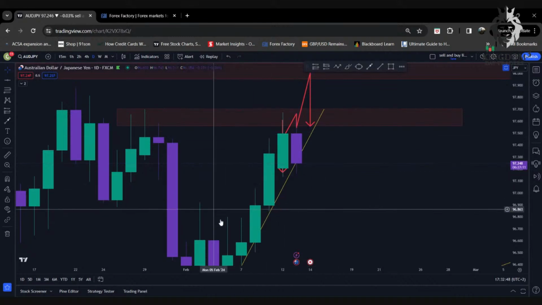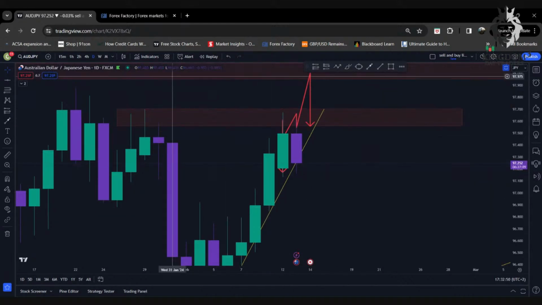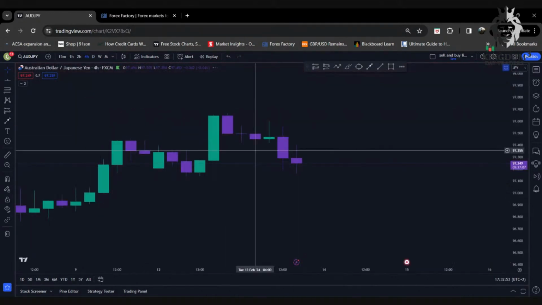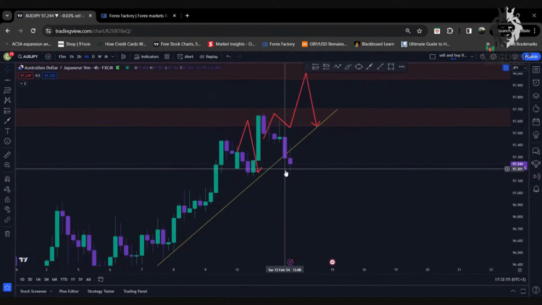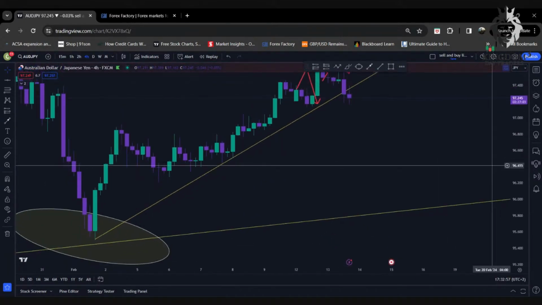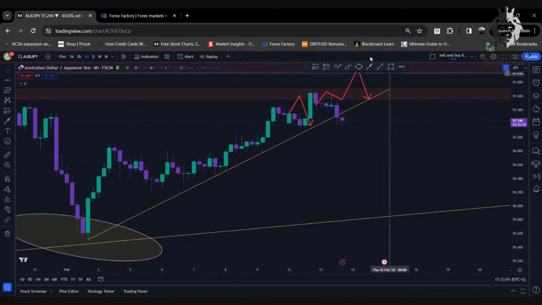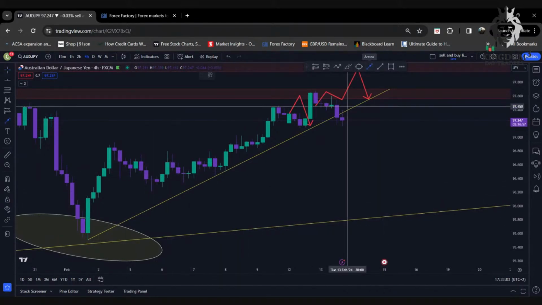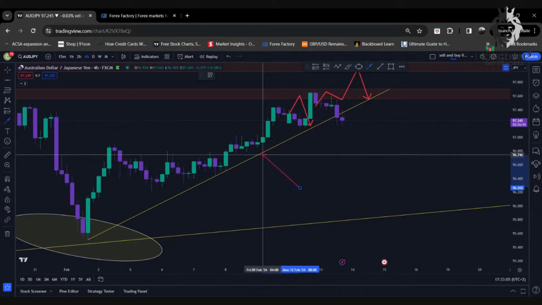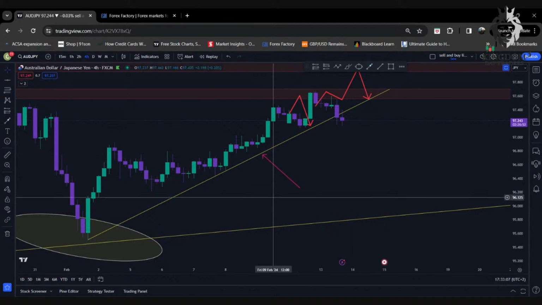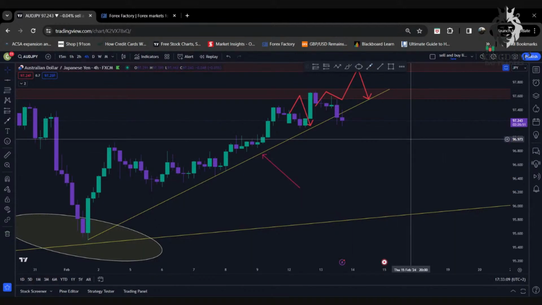look at how price action is moving, if we go to the 4 hour time frame, and there we have it as well. You can just zoom out a bit. It was actually testing this particular uptrend quite a few times, right?